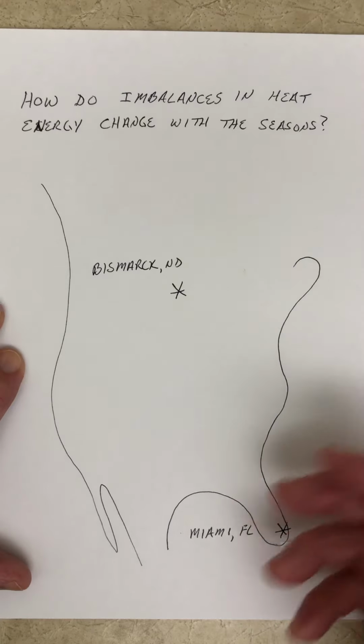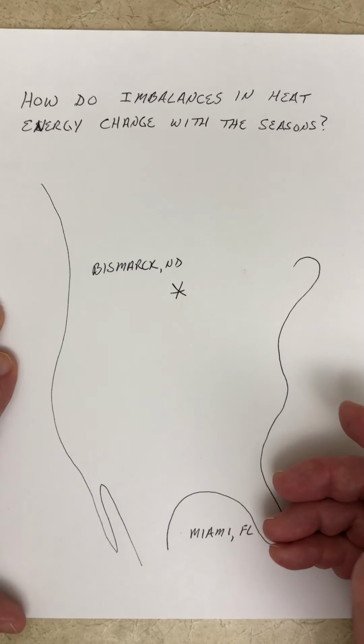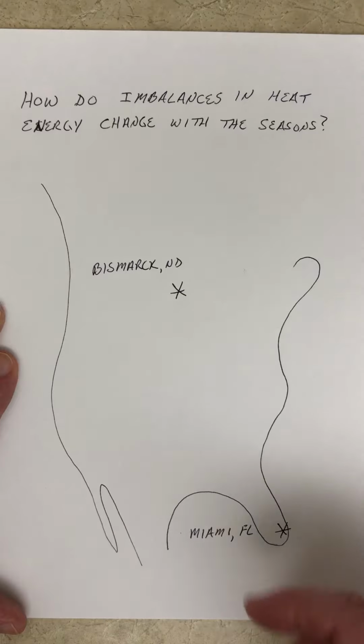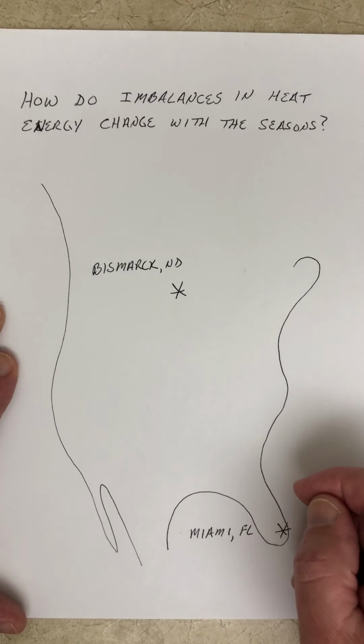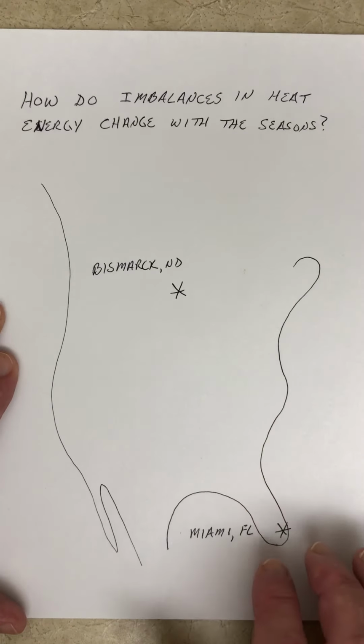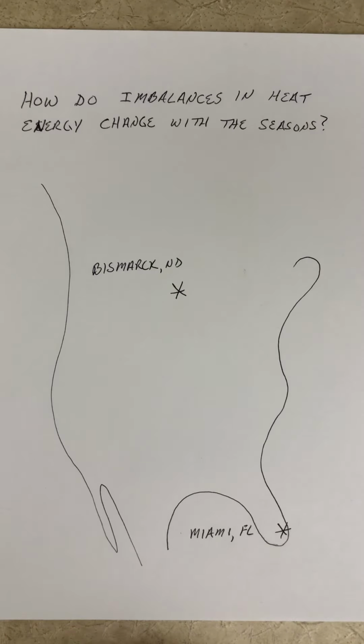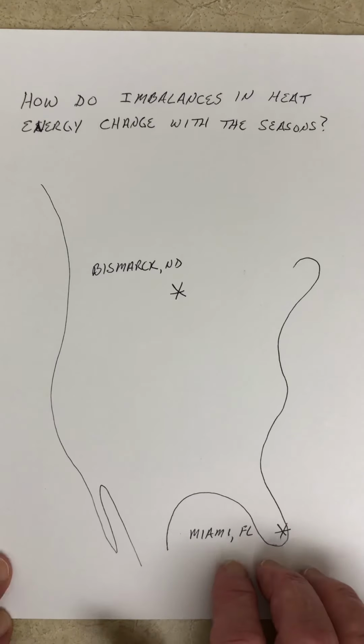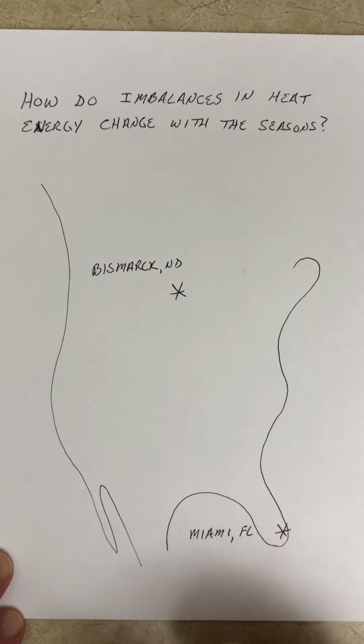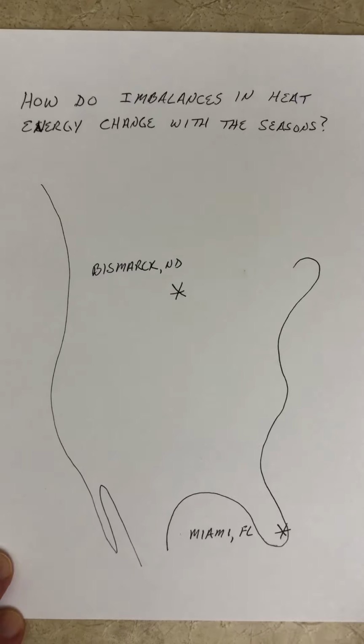And then one more point that we can carry this idea through. The more heat energy that's redistributed across the surface, the more energetic the weather is going to be. Okay, so I've picked a couple of locations here, Bismarck, North Dakota, and Miami, Florida. And what we're going to do is take a look at the average monthly temperature for a couple of months at these locations.